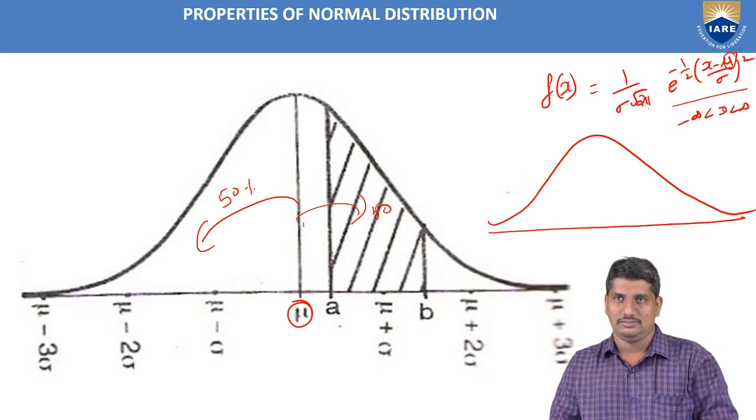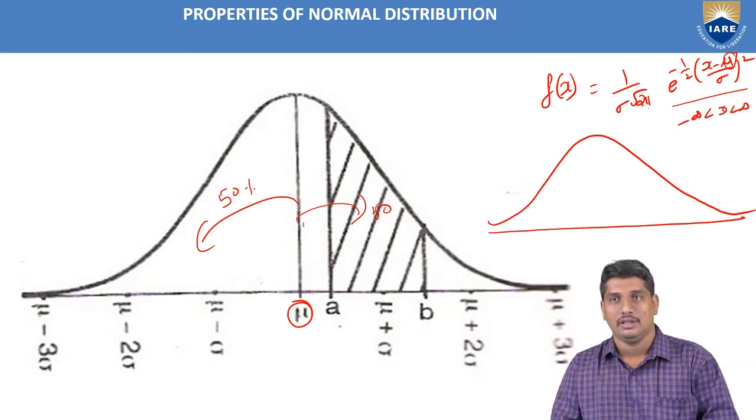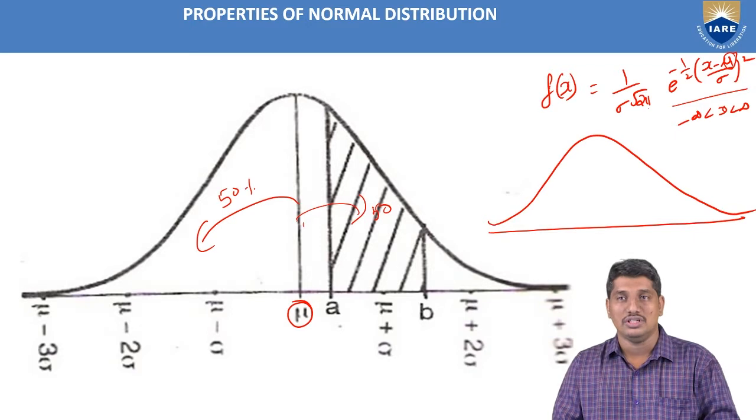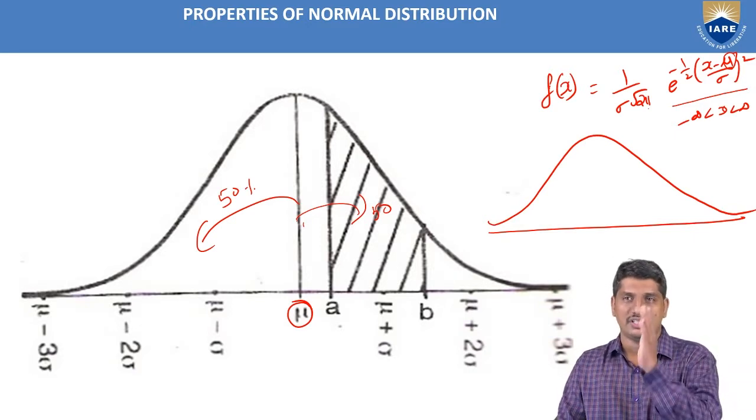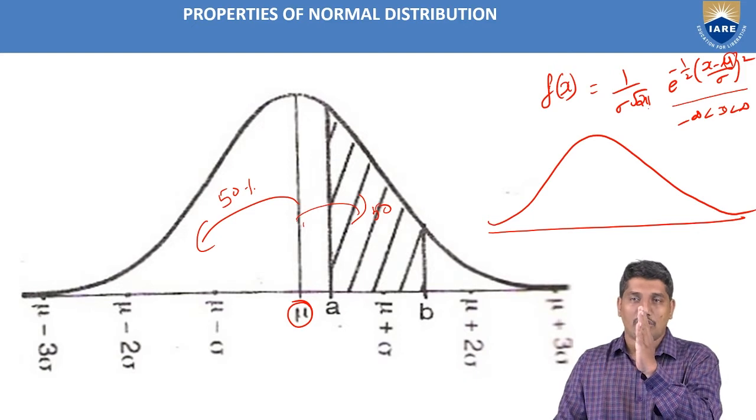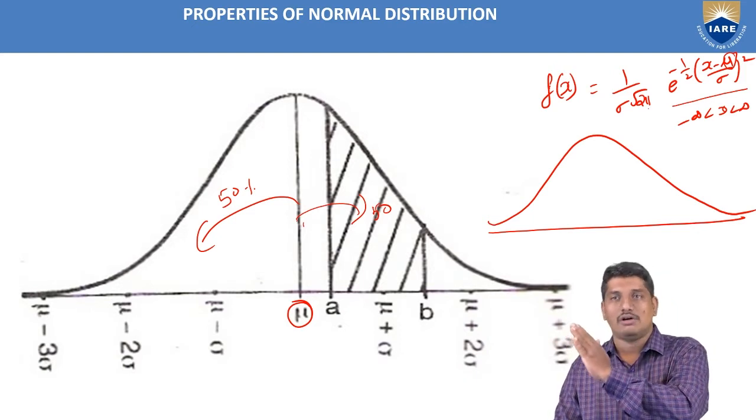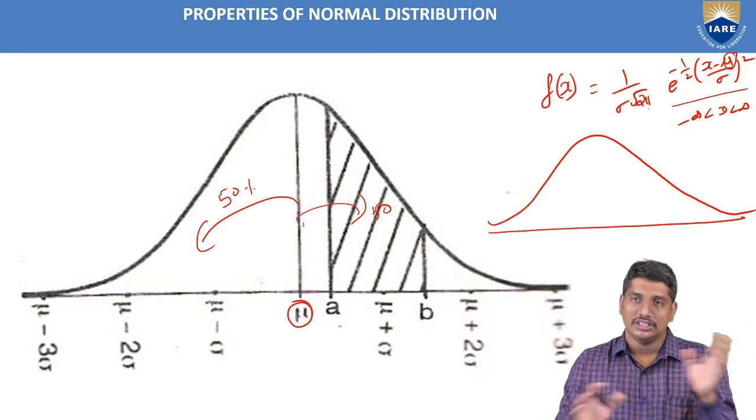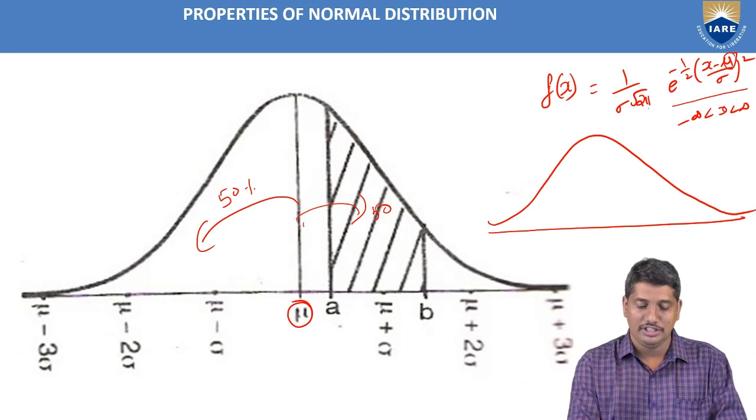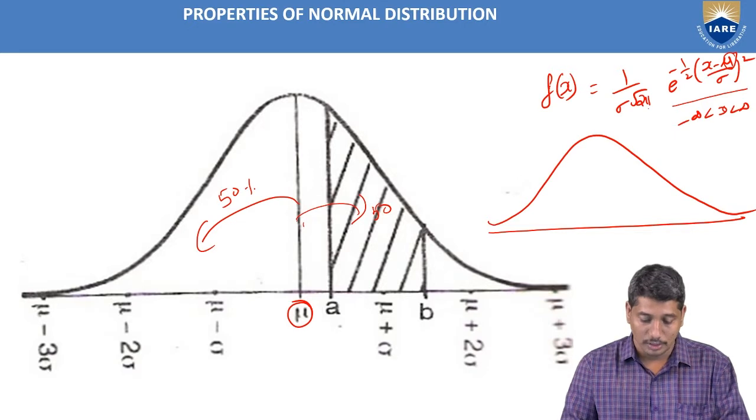That is symmetric. That is what we discussed when we were discussing skewness yesterday. So the normal distribution is a perfectly symmetric curve. It will not be positively stretched or negatively stretched. It is perfectly balanced. That is why on both sides we have equal areas, 50 acres, 50 acres, like that.